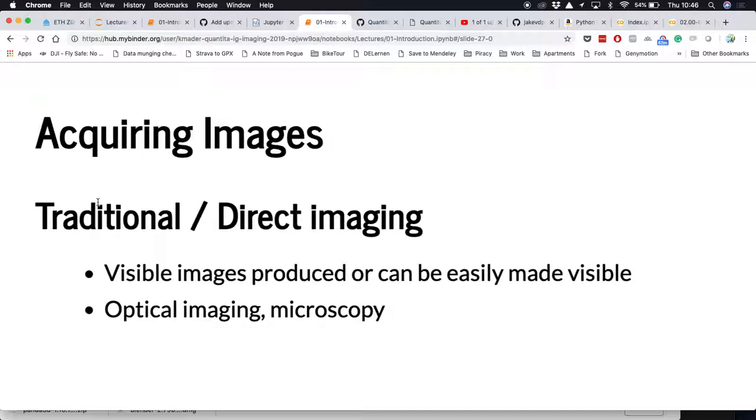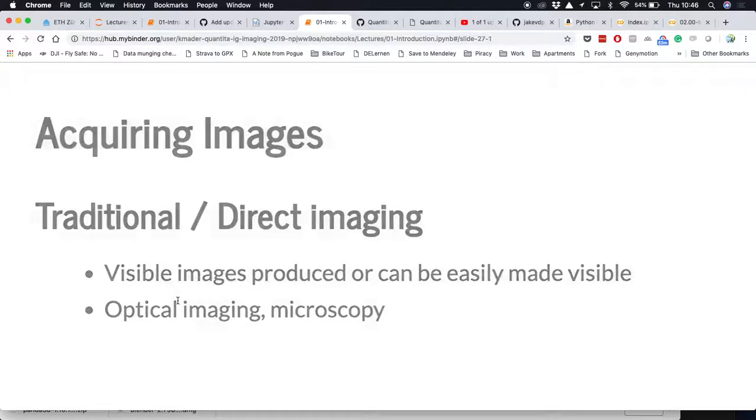What most of you are probably familiar with are traditional or direct imaging approaches, where visible images produced can easily be made visible, and where you're capturing direct image data of what you're looking at. This would be optical imaging. This would also be microscopy, where you get images out of what you're looking at.